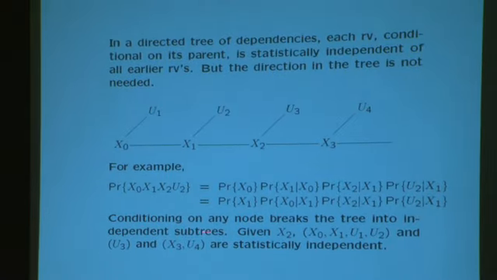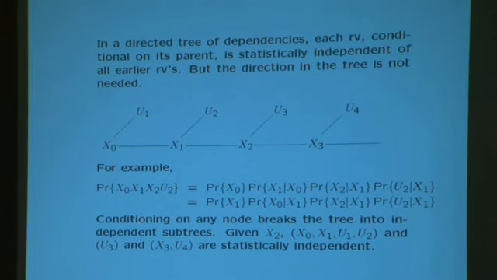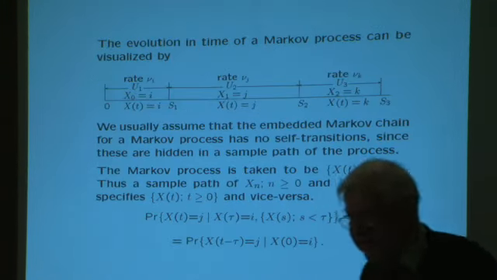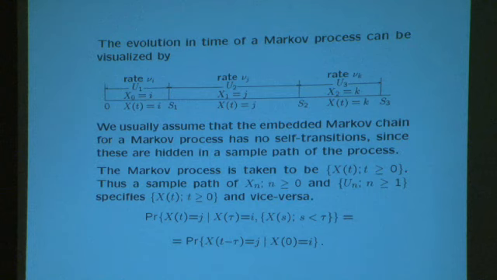And so if you condition on any node, it breaks a tree into independent subtrees, you can then go on from there and break it down further and further and further until you get out to the leaves. So this independence property is really the general thing that we refer to when we say a set of random variables are Markov.